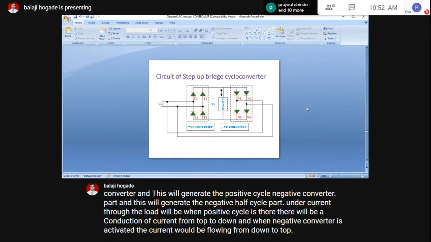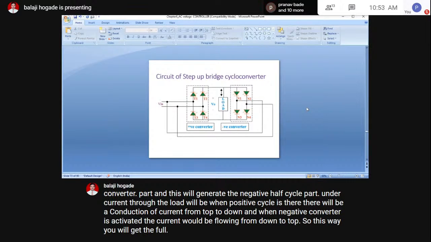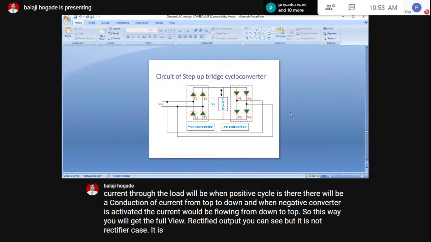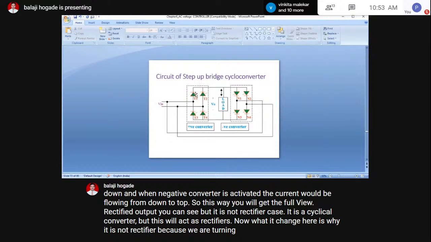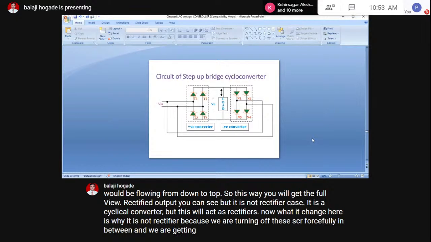So this way you will get the full wave rectified output, you can see, but it is not a rectifier case, it is a cycloconverter, but this will act as rectifiers. Now what is changed here is why it is not a rectifier, because we are turning off these SCRs forcefully in between, and we are getting positive and negative parts.